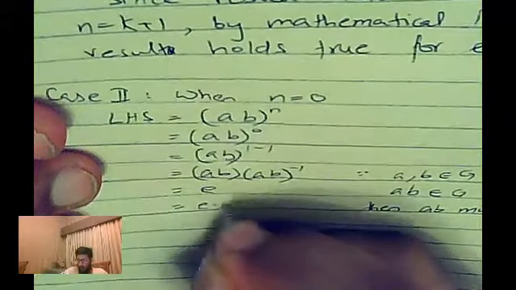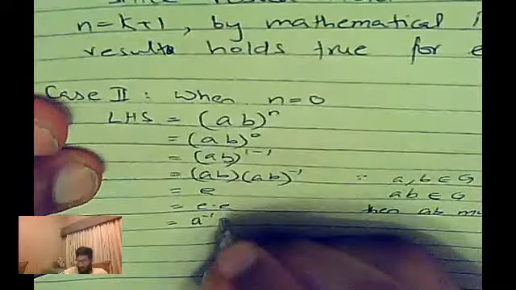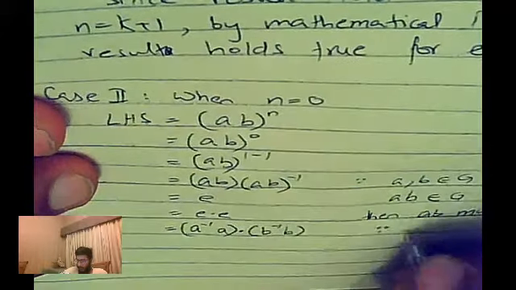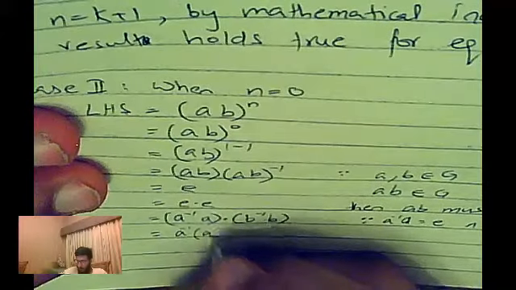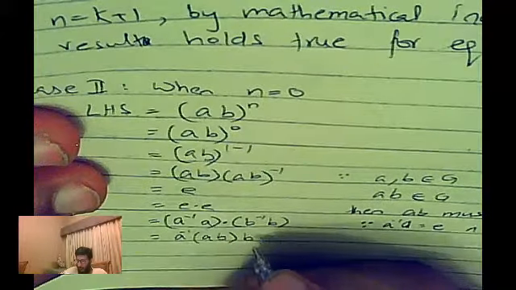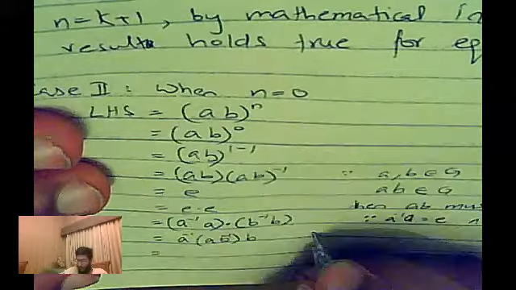Therefore, we can write this as E dot E, right? And we can also write this as A inverse of A, B inverse of B, because A inverse A equals E and B inverse B also equals E. A inverse A B, B inverse B. Associative property.